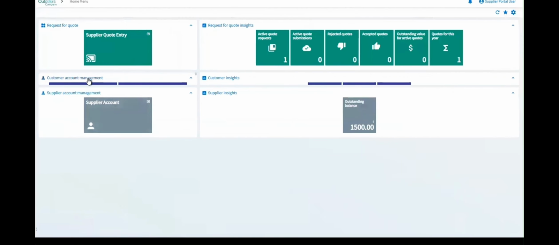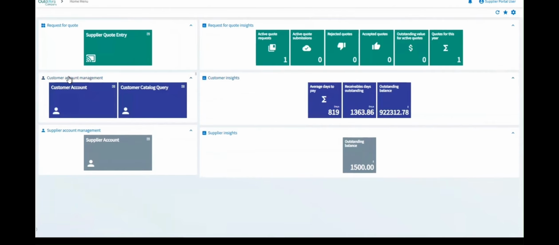Then on the customer side, we can also look at giving customers access to the portal. In this demonstration, I've linked a customer and a supplier to this particular user, which would be fairly unlikely. But I've done that just to make the demonstration easier. We can now just dive straight into a customer query.